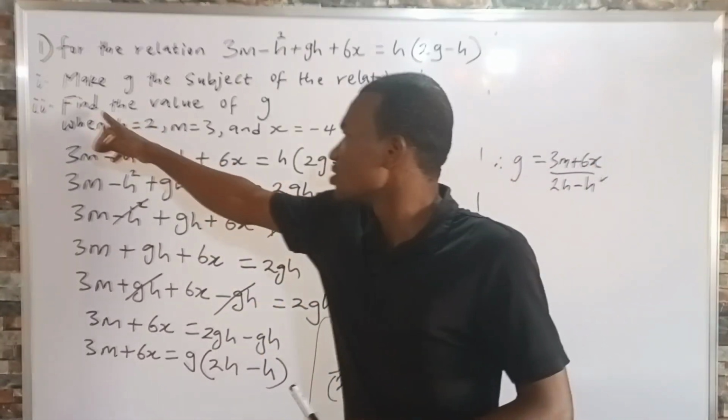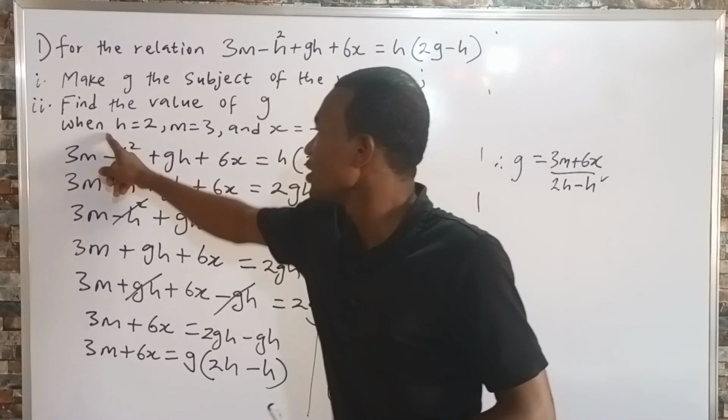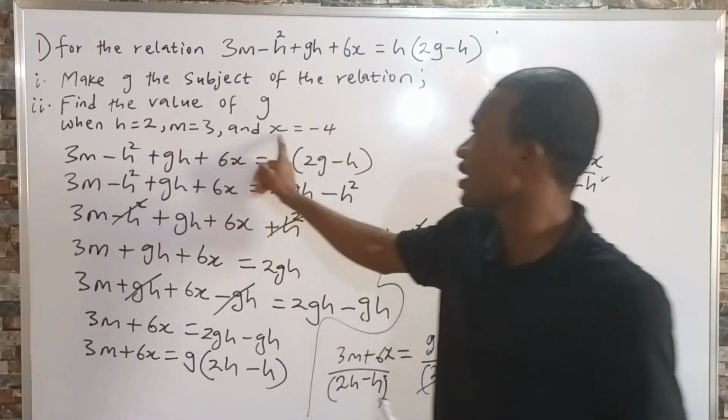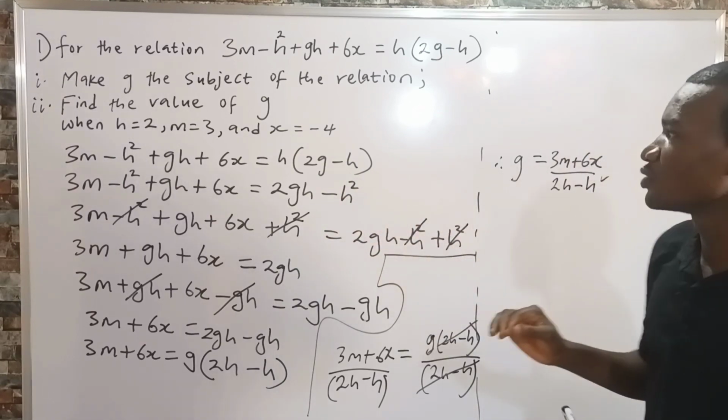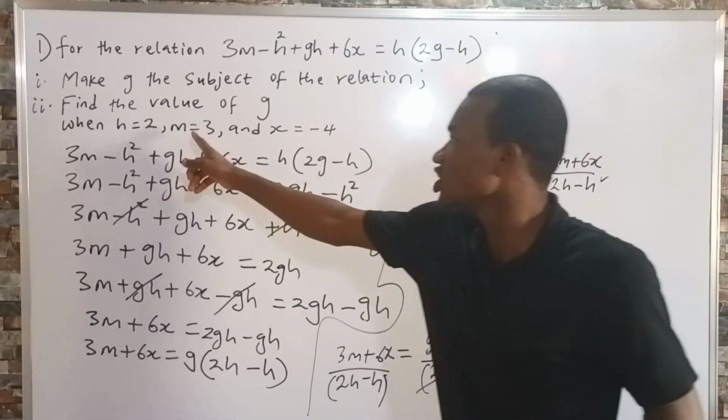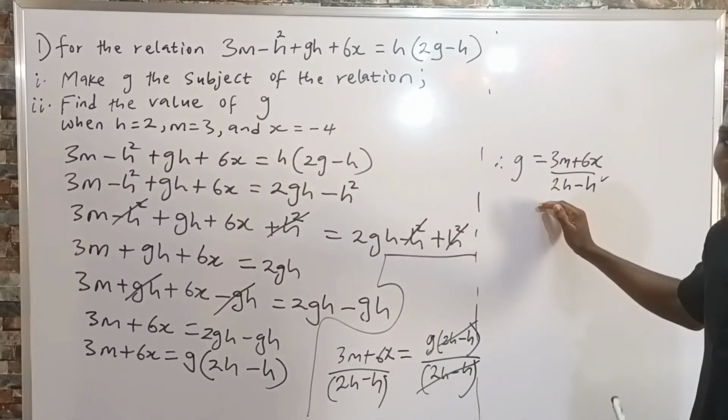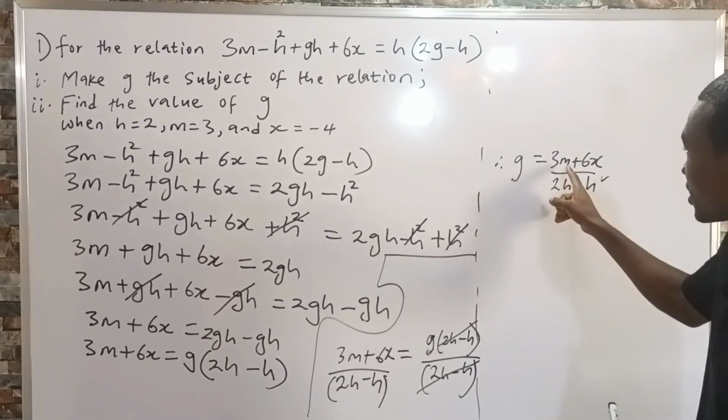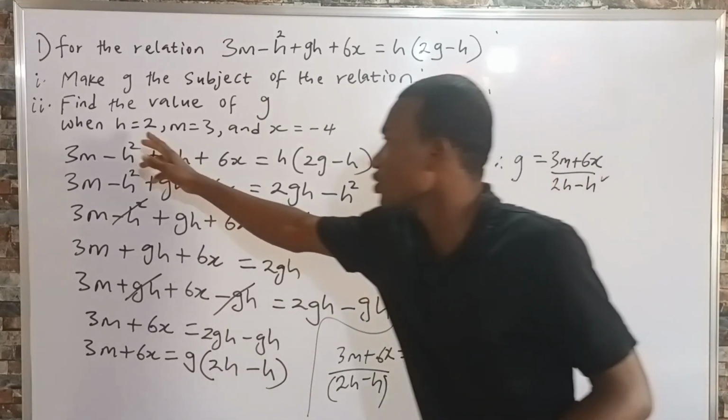The second part of the question says we should find the value of g when h is equal to 2, m is equal to 3, and x is equal to -4. That simply means we shall substitute these given values of h, m, and x respectively in this given equation. Substituting means wherever we see m, x, and h, we shall replace them with these values.